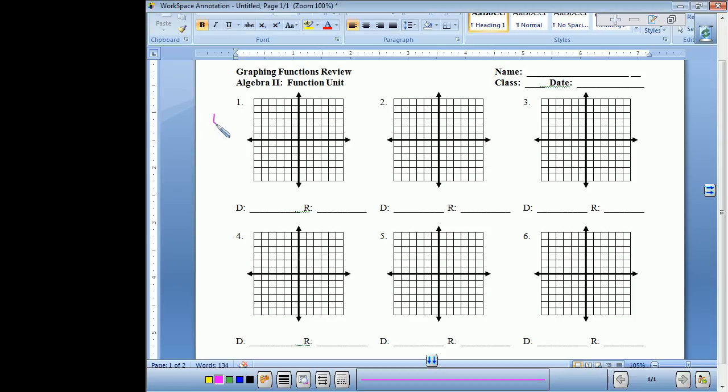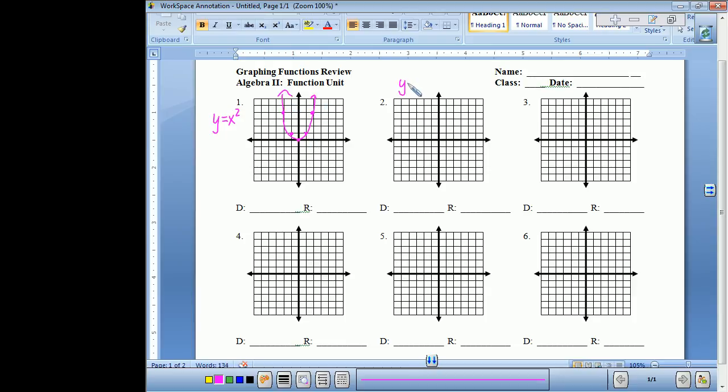Okay, the first one, y equals x squared. This is the parent graph for a quadratic. So if we square positive 1, we get 1. If we square negative 1, we get 1. If we square positive 2, we get 4. If we square negative 2, we get 4. And then there's our function.